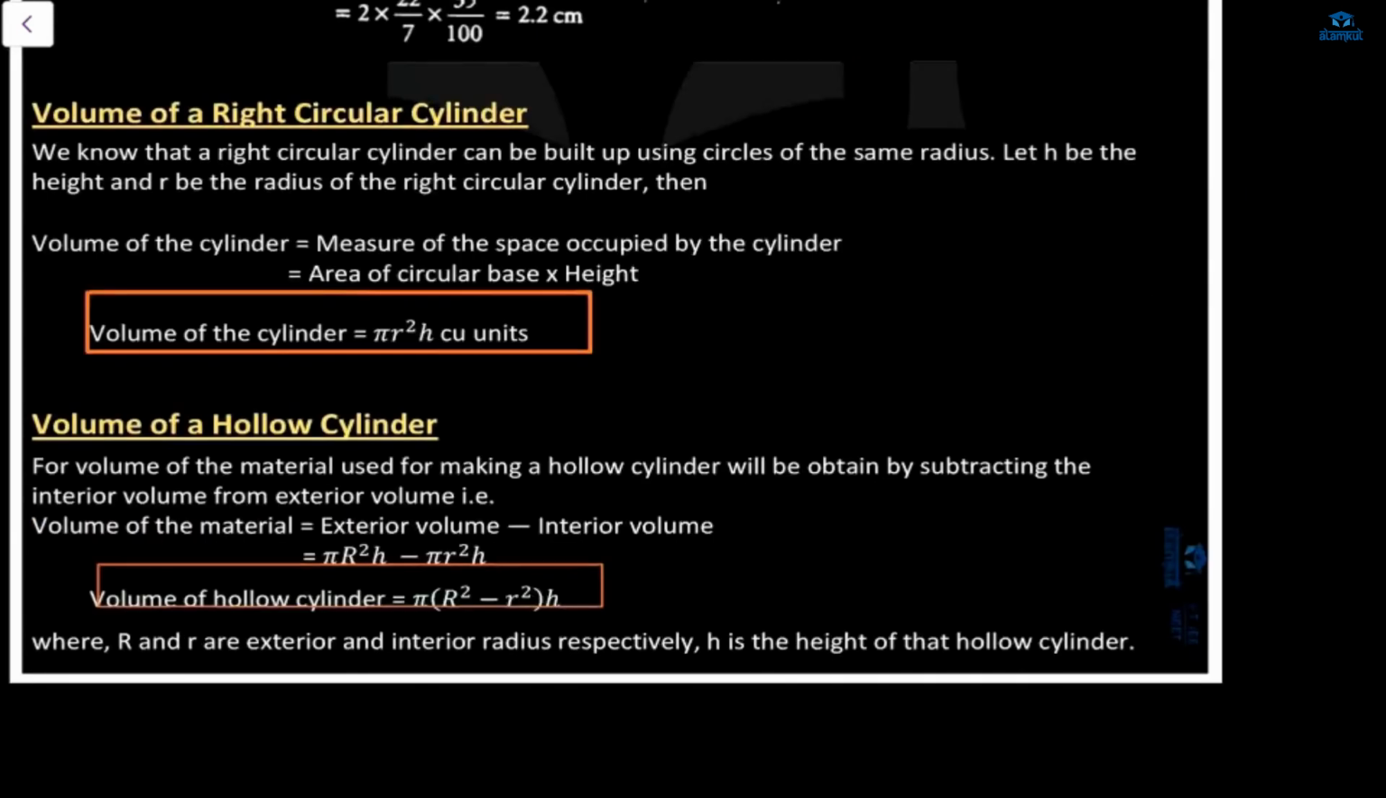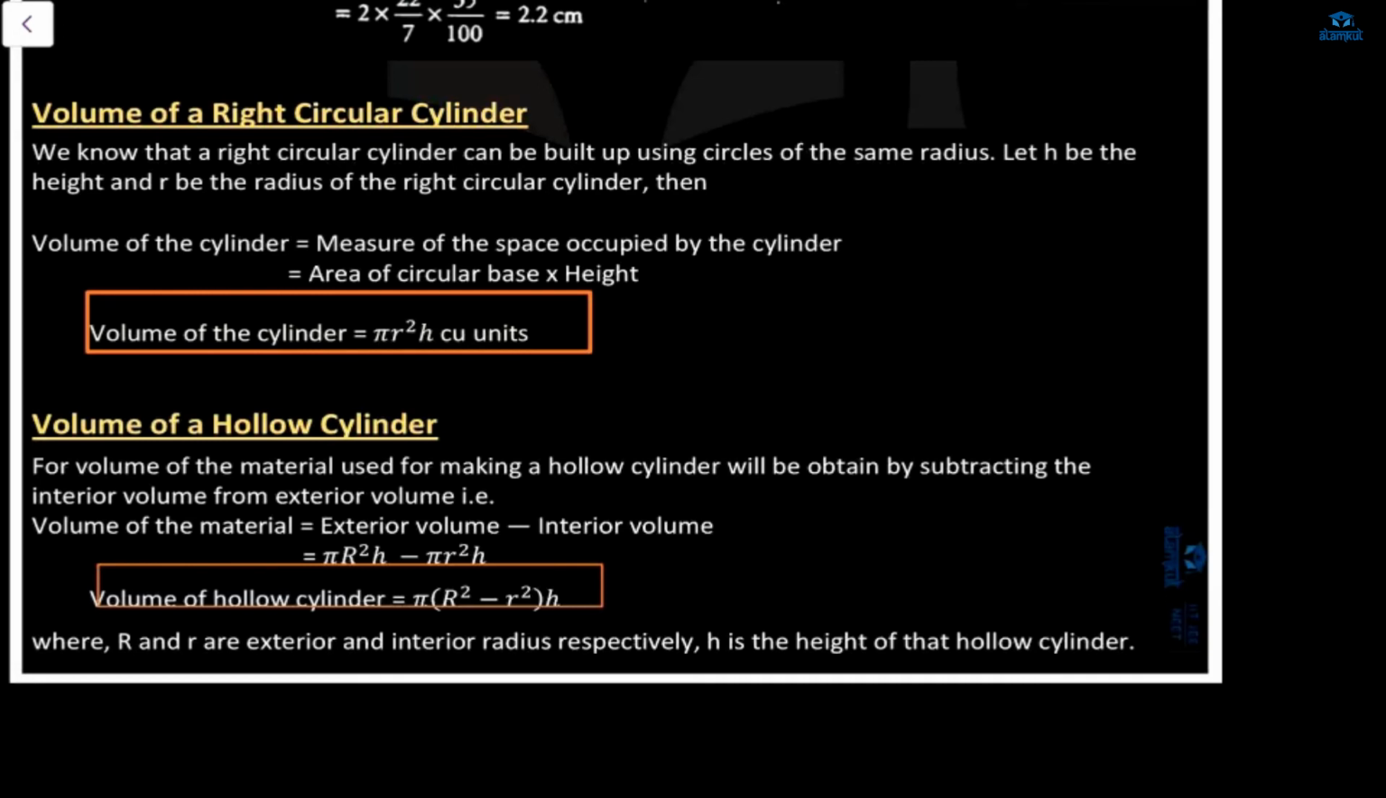Now volume of the cylinder we have to see. So what is the volume of a right circular cylinder? Volume of cylinder is equal to the measure of the space occupied by the cylinder. Whenever we are finding out volume of anything, that means the measure of the space that is occupied by that object, or how much amount of anything it can hold.